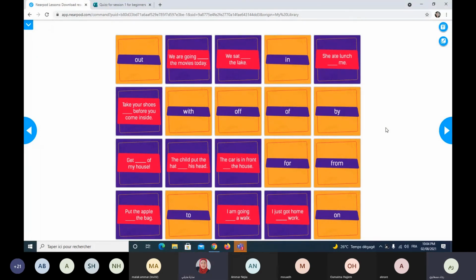Lina again. Yes, Lina. Come on. Take your shoes off before you come inside. Very good. Take your shoes off. Yes, very good. Thank you. Malek. We sat by the lake. By the lake. Very good. Thank you. Yes, we sat by the lake. Very good.